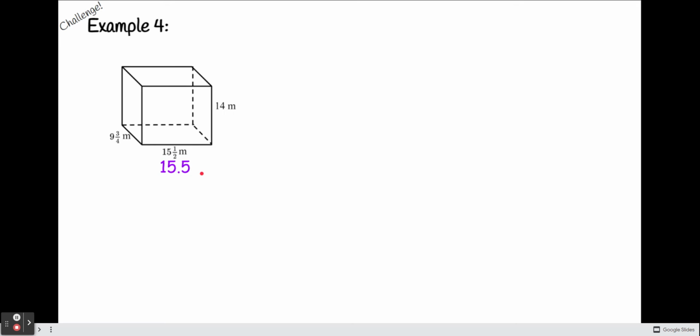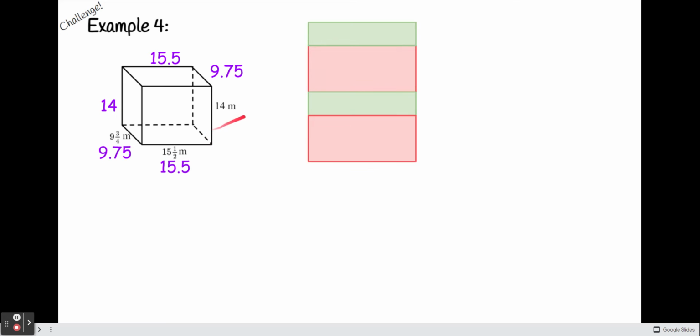15 and 1/2 would be 15.5. 9 3/4, just put 3/4 in your calculator, and what do you get? You should get 0.75. So 9 3/4 would be 9.75. All right, that wasn't so hard. So this other side is 14, the top is 15.5, this side is also 9.75. Let's begin. We've got our net. So let's do our bases. 15.5 and 15.5, and our height is 9.75.